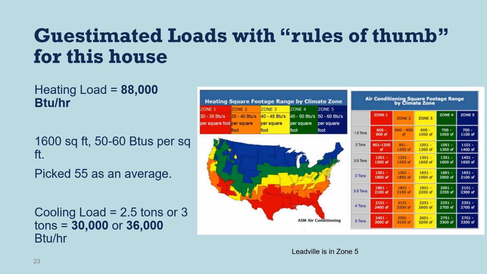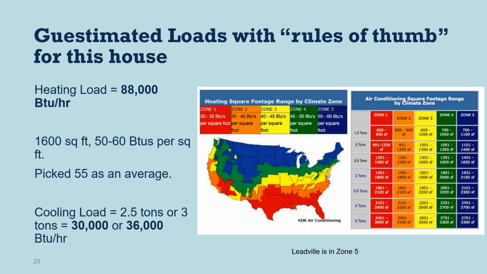So let's do the estimate. That 1,600 square foot house, if I picked 55 BTU per square foot as an average for heating, looking at the left side of the two charts, right? Zone 5 is where the high elevation western slope of Colorado is, in that blue. So I picked 55 because it's the average between 50 and 60. And if I multiply that by 1,600, my heating load is 88,000 BTU per hour, which means I probably need to put in a 100,000 BTU gas furnace, or I might have to put in 2 heat pumps if I were to follow this rule of thumb.